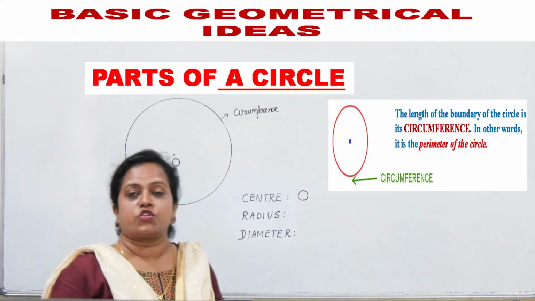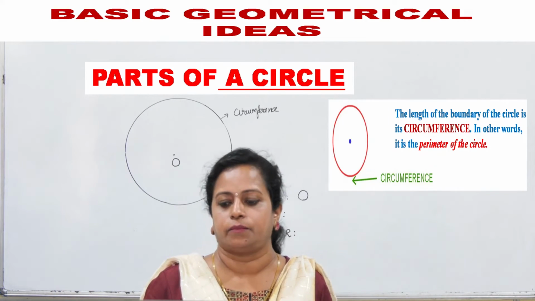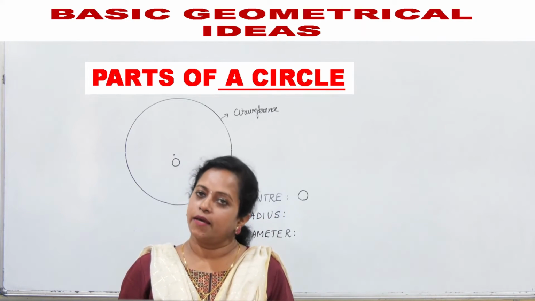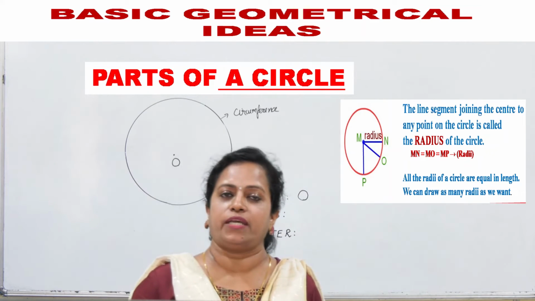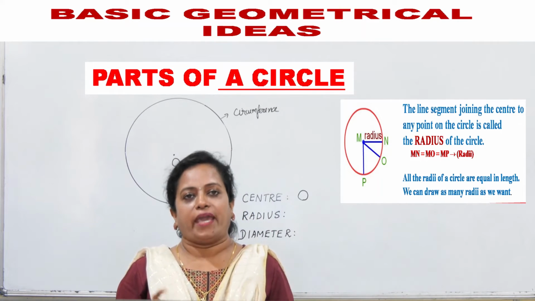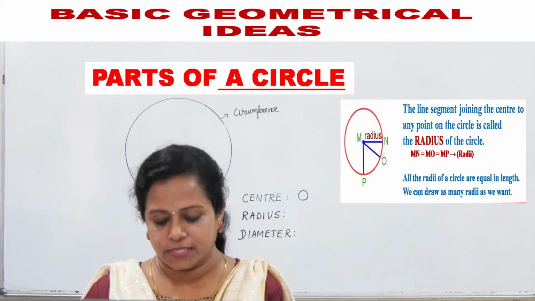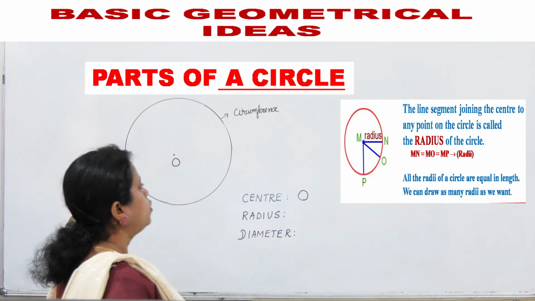Or in other words, you can say it is the perimeter of the given circle. Now the next term you have to understand about a circle is radius. What do you mean by radius? The line segment joining the center to any point on the circle is called the radius of the given circle. That is, the line segment joining the center to any point.